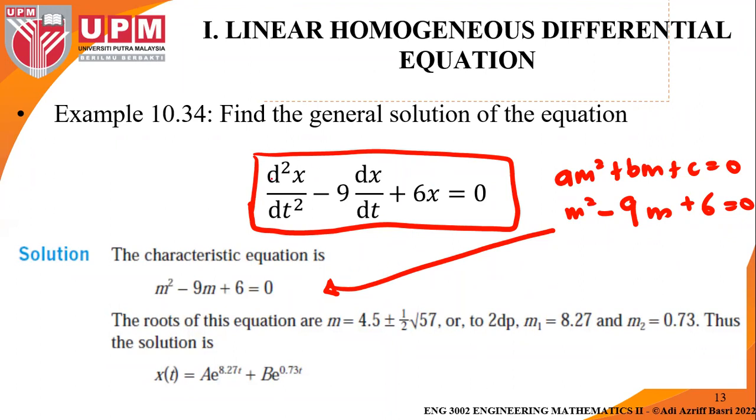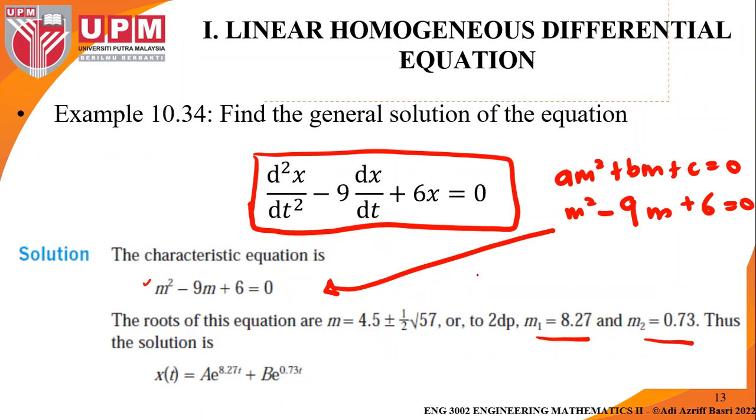So when you get this one, you know that this is a power of 2, this is a power of 1, this is x. So when you put the characteristic equation, a is 1. So m square minus 9m plus 6 equal to 0. So from this equation, you can find your root. How to find your root? From here, you will get m equal to 4.1 plus minus 1 over 2 square root 5.57. So in decimal, your m1 is 8.27, m2 is 0.73.